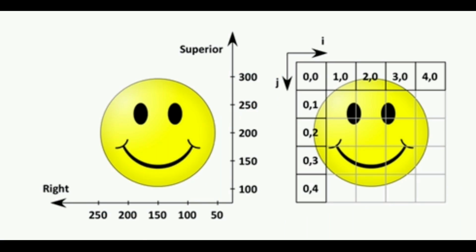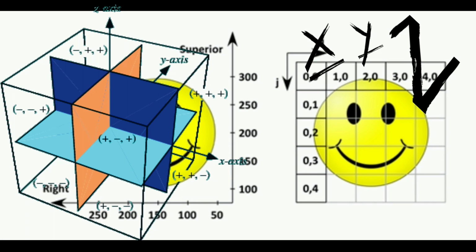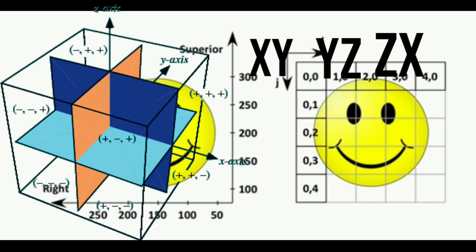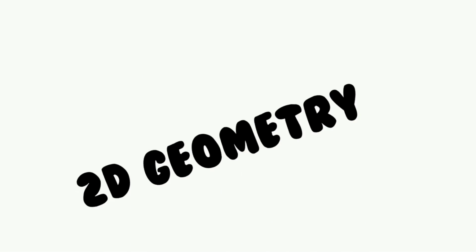But coming to 3D geometry, it has three axes: x, y, and z. So xy is a plane, yz is a plane, and zx is a plane. Altogether, for 3D geometry, we have three planes. Now let's see the uses and real-time applications of 2D geometry.